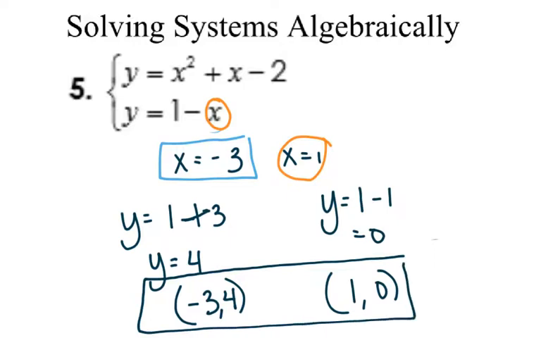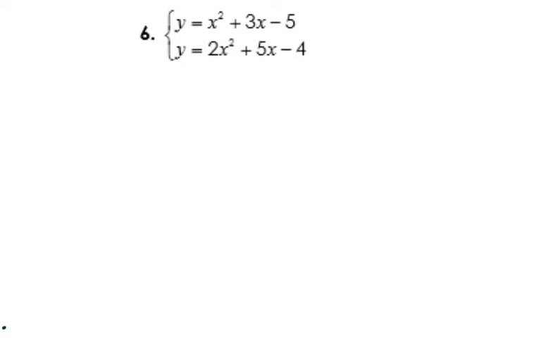So just don't forget that whenever you find the x, you still have to plug it back in to find the y coordinate because you always have an x and a y coordinate as your answer. Okay, this one is pretty much the same thing. See how the y's are equal, so that means the other parts are equal. The y's are equal, so these have to be equal. So I'm going to set the parts in orange equal to each other.